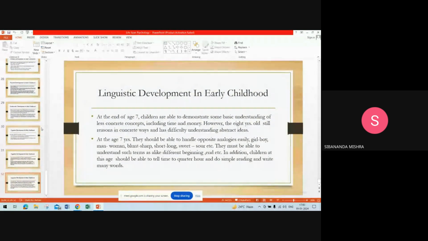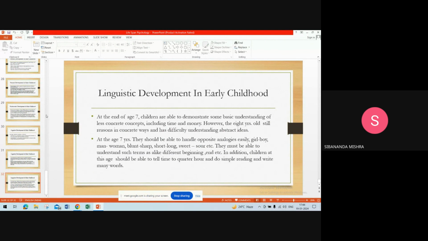First one is lifelong development. The potential for development extends across the entire lifespan. It means potentiality is very important.